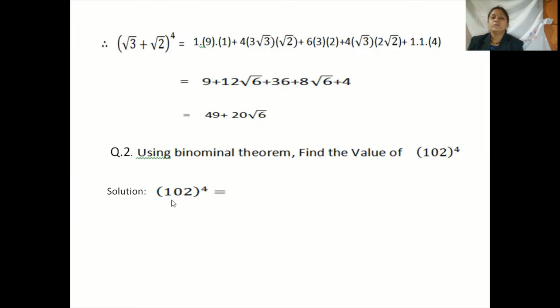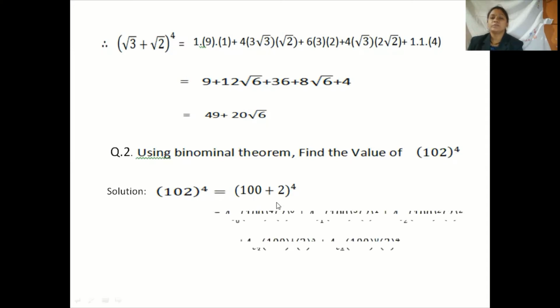Now here 102 raised to 4 is equal to (100 plus 2) raised to 4. म्हणजे 102 ची जी टर्म आहे त्याची आपण 4 केली. 100 plus 2 म्हणजे हे कन्वर्ट कशामध्ये झालं आपलं (a plus b) raised to n च्या फॉर्म मध्ये.